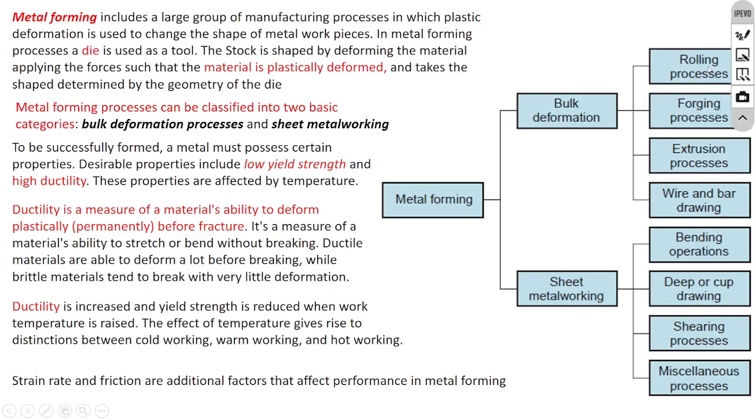In bulk deformation, the processes to shape the stock are the rolling process, forging process, extrusion process, and wire and bar drawing process. In sheet metal work, the common processes to shape the material are the bending process, deep drawing process, and if necessary to cut, then the shearing process. It is a cutting process, and there are some other, miscellaneous processes.